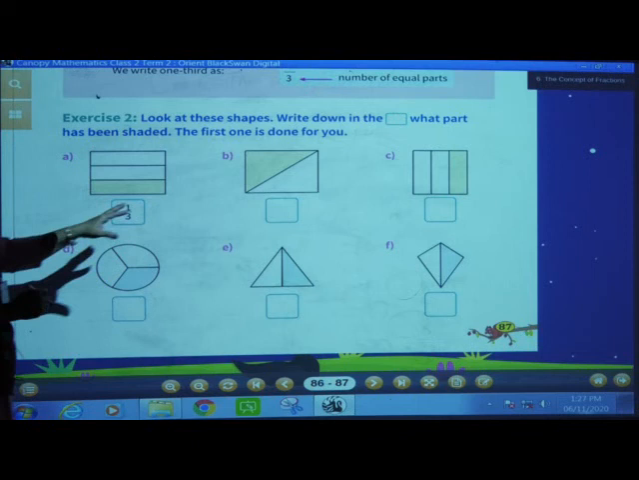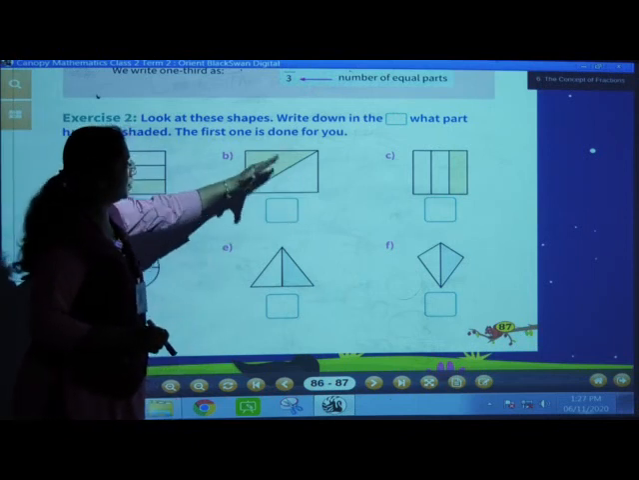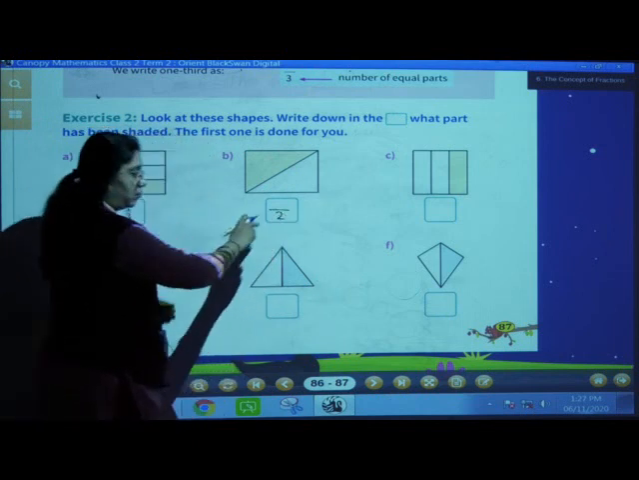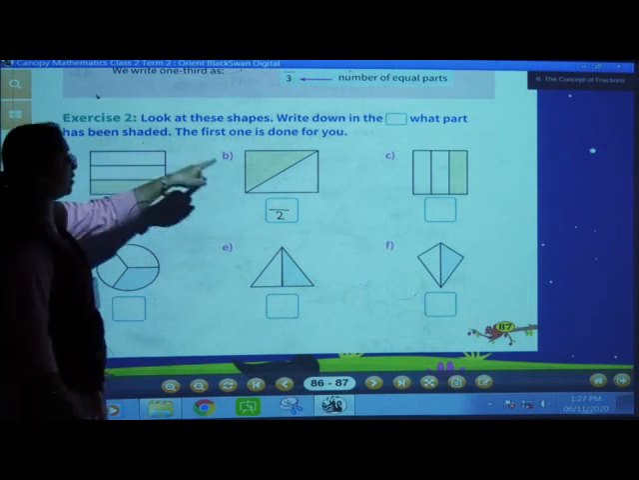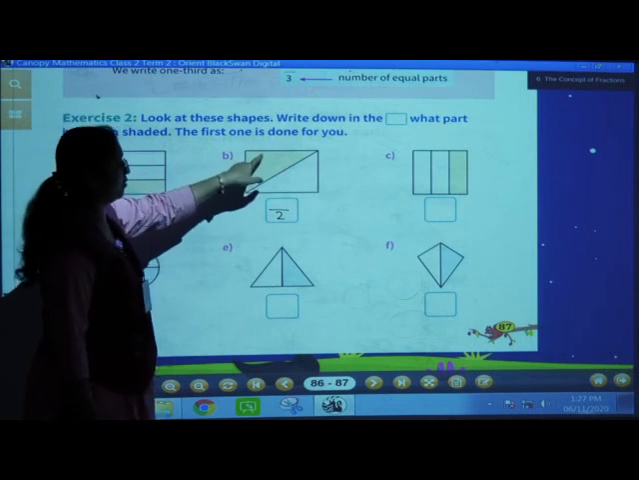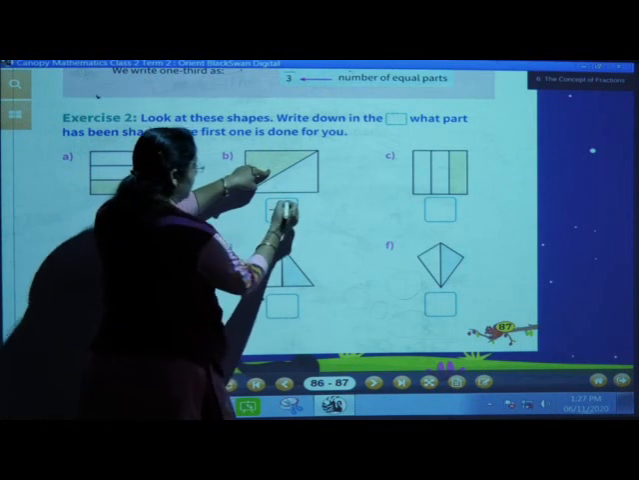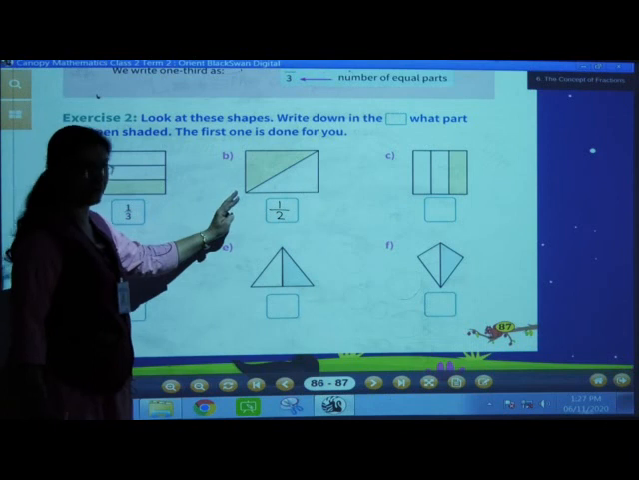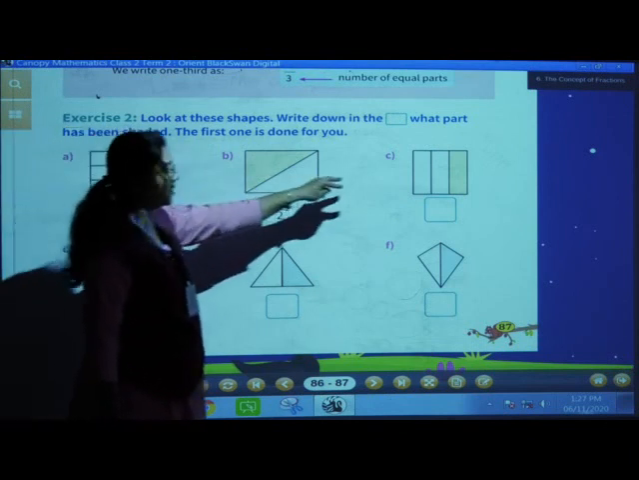Next, B number. First tell me how many equal parts are here. 1 and 2. So write 2 here downside. And what part has been shaded? 1 or 2? 1. So 1 right here upside. Means this is half. Previous one was 1/3, this is half.